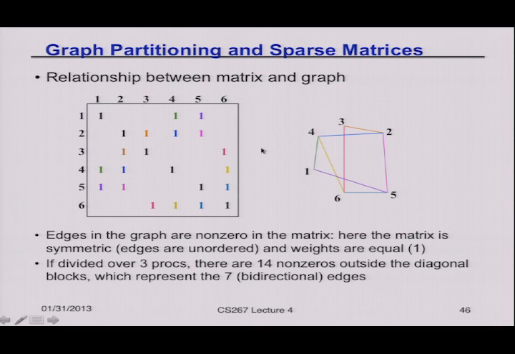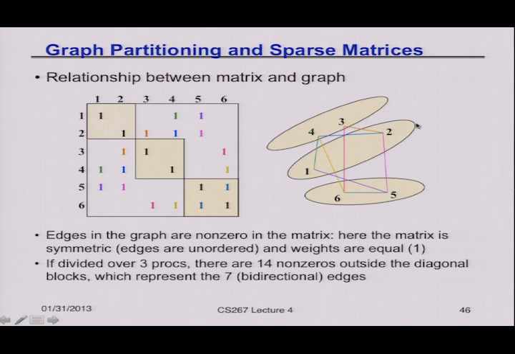So the question is, let's suppose I had 3 processors, and I want to assign vertices to processors. So let's suppose that I assign processor 1 gets vertices 3, 4, processor 2 gets vertices 1 and 2, and processor 3 gets vertices 5 and 6. So in the graph world, I've done this partitioning. And in the matrix world, that corresponds to this partitioning. So the question is, is this a good partitioning? Well, is it load balanced? What I need to do is count how many non-zeros there are in each block. So 1, 2, 3, 4, 5, 6, 7. I can do that counting for each one, and I can ask, is it load balanced?